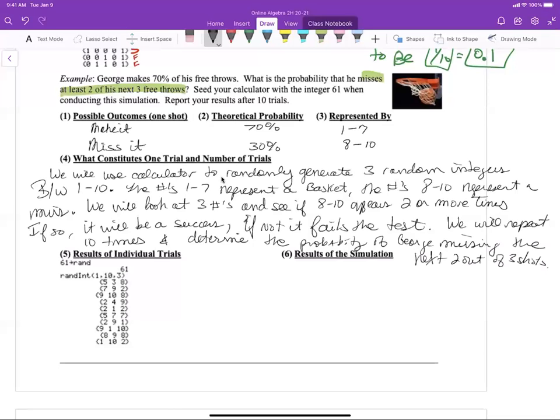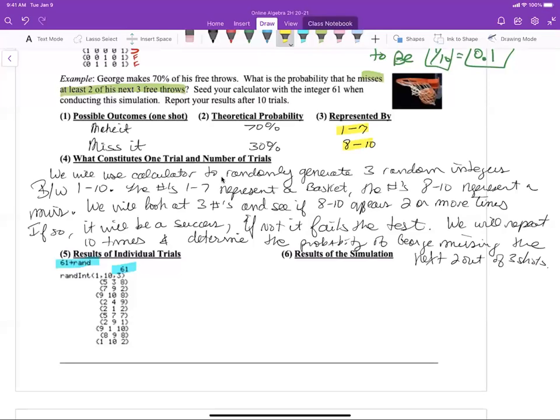All right, let's go do this. So we're going to seed our calculator. They told us with 61. So we will hit 61, we will hit our arrow, we'll go to math, PRB, and hit rand, and we should see something that looks like this on our screen. And now we have given the calculator a starting point. We have chosen the numbers 1 through 7 and 8 through 10. So we need to generate random numbers between 1 and 10. We need 3 random numbers because we are looking at 2 of his next 3 free throws.